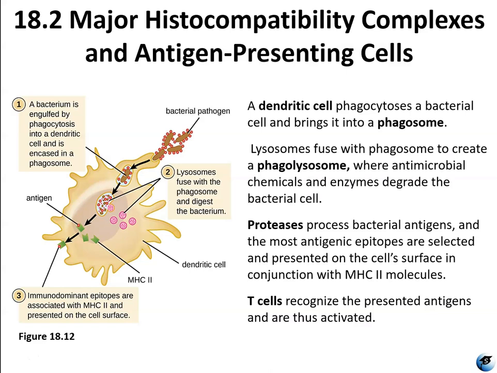Proteases process the bacterial antigens. Most of the antigenic epitopes are selected and presented on the cell's surface in conjunction with MHC2, and the T cells recognize these antigens, and that's what activates the T cells.